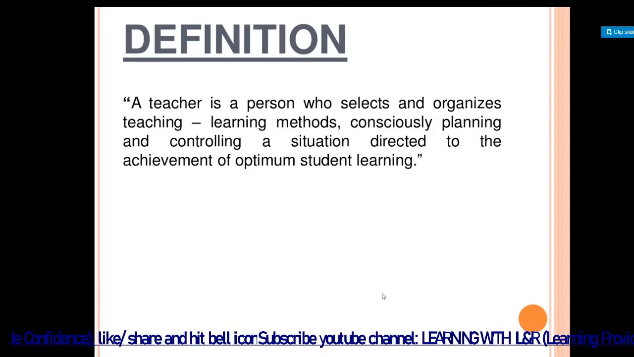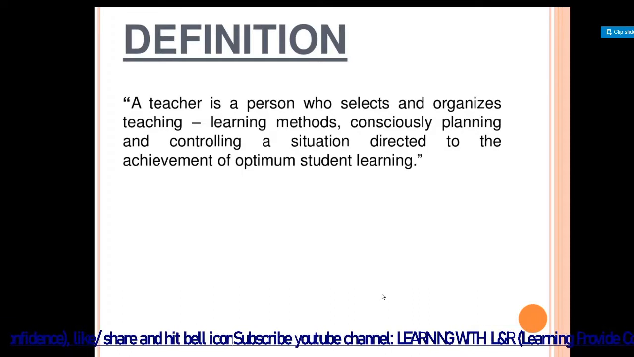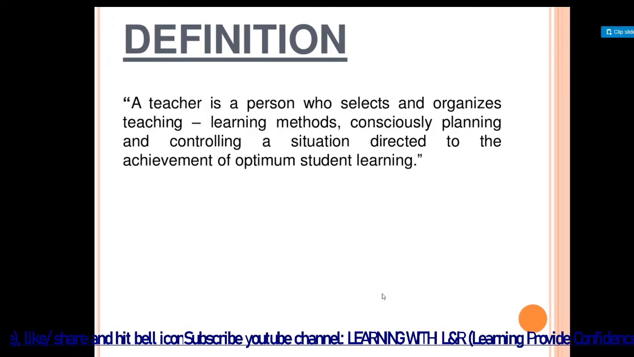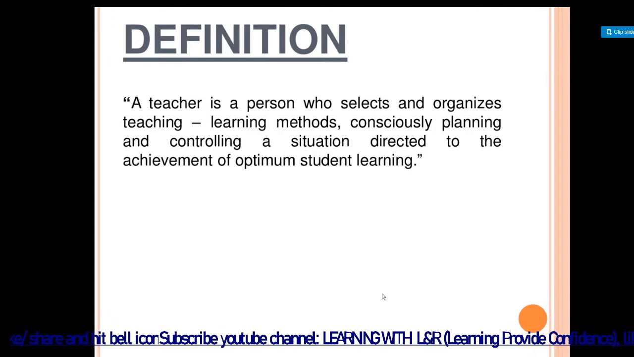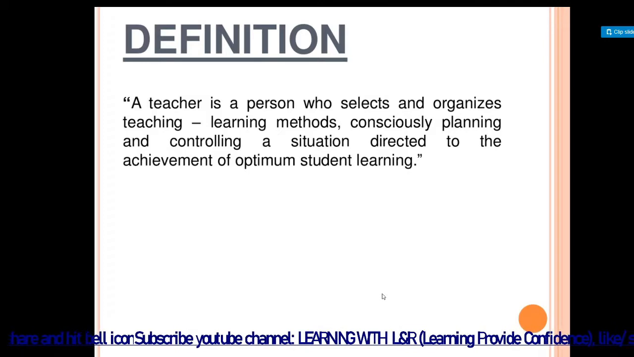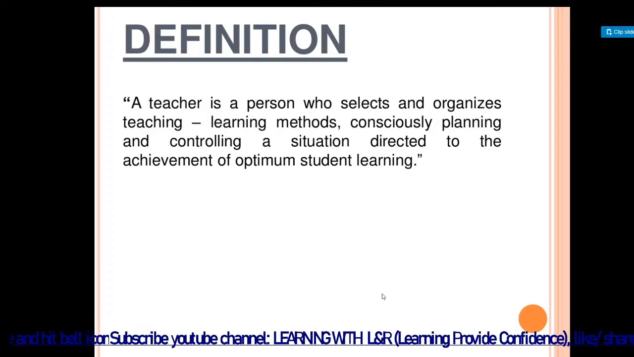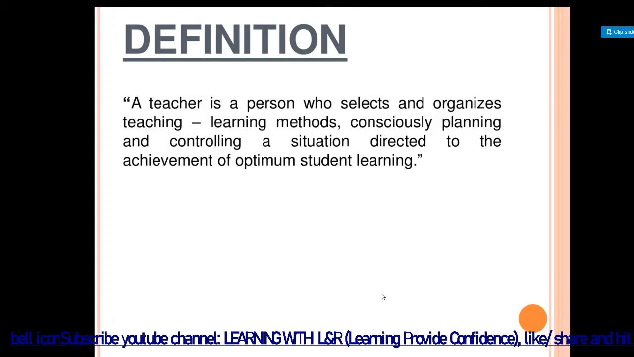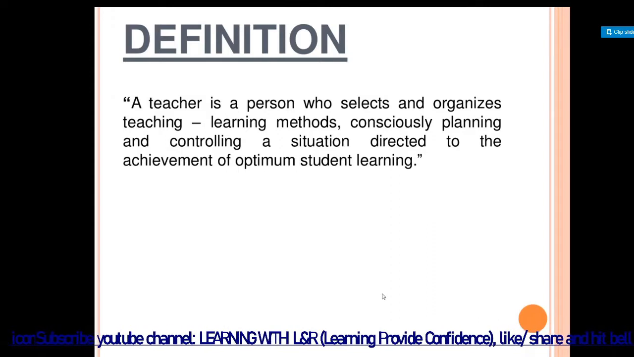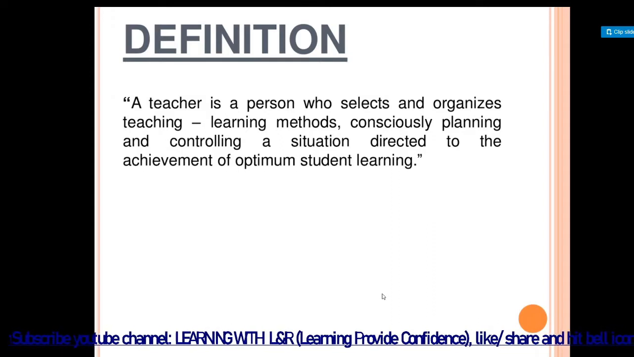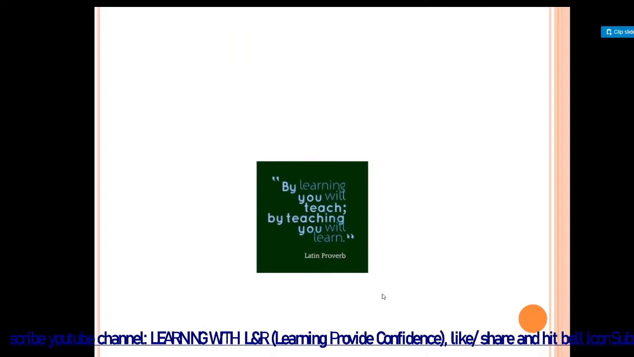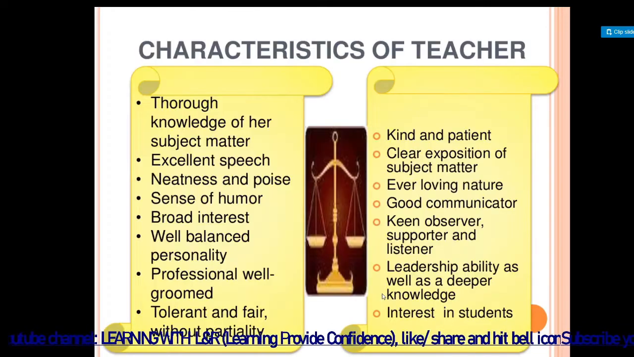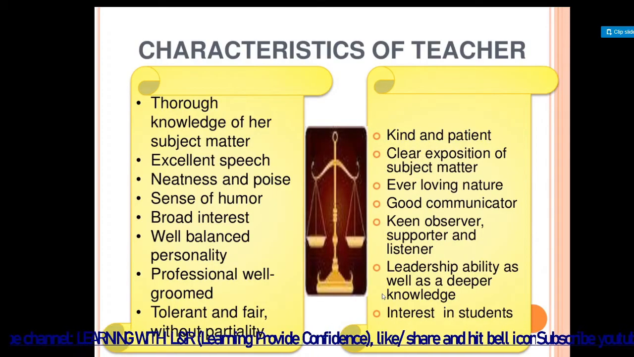Then the definition. A teacher is a person who selects and organizes teaching and learning methods, consciously planning and controlling a situation directly to the achievement of optimum student learning. The main aim of the teacher is to achieve the goal. What is that goal? That his or her students can learn very well. By learning you will teach, by teaching you will learn. It is a win-win process.